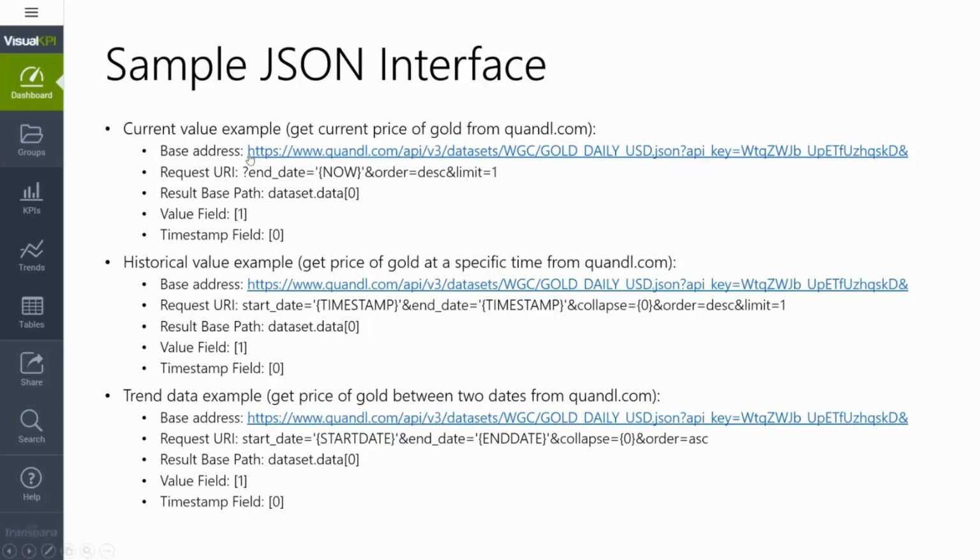For instance, in this one here, we have, again, the base address and request URI going together to form one big URL that's saying, basically, give me gold daily in US dollars. The API key is just part of the request. Where end date equals now, we'll pass it now. It was very SQL-like, this particular one. And here we have a timestamp and end date, and here we have a start date and end date.